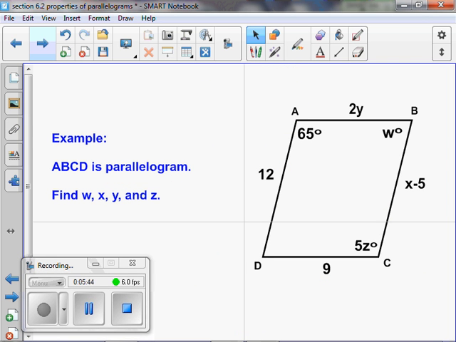Example: ABCD is a parallelogram. It's got a whole bunch of missing information and a whole bunch of variables going on, and just the information that it is a parallelogram will allow us to find all four of the missing variables. They give us a hint by telling us which order to find them in, but I am confident that you guys could do this on your own. Find W. I actually have the next couple of slides worked out, so we're going to move on and do them one at a time.